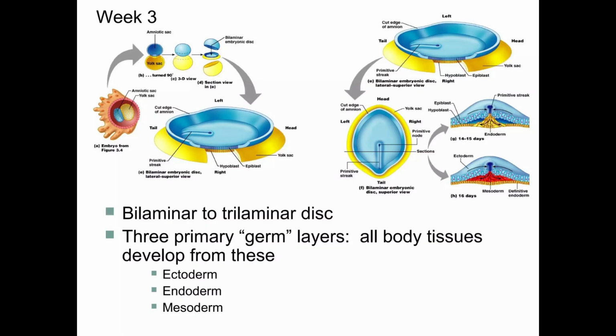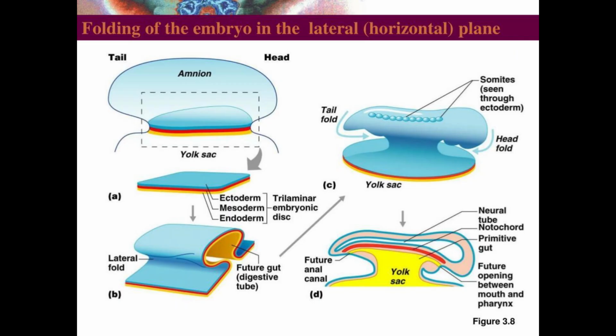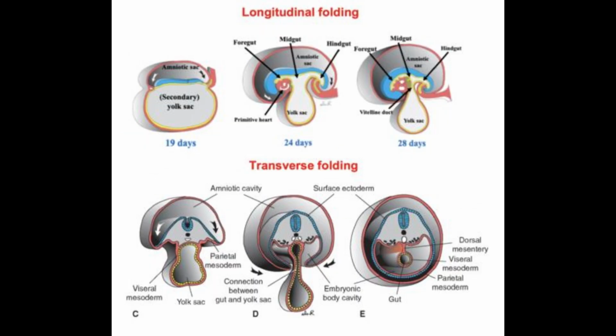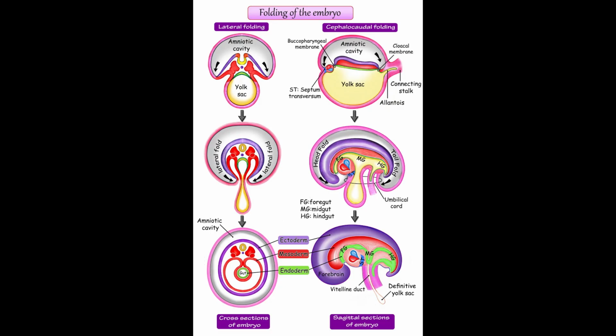Then, in week 4, a massive structural shift happens. The embryo undergoes folding, so it stops being flat. Imagine taking that flat pancake and folding it simultaneously head to tail, which is craniocaudal folding, and side to side, which is lateral folding. So it goes from a flat disc to a more cylindrical shape. It pinches closed, and as it does, it traps and incorporates a portion of the yolk sac into the embryo itself. That incorporated portion, which is lined entirely with endoderm, is what creates the primitive gut tube. It becomes a continuous hollow tube running from the cranial end, the future mouth, down to the caudal end, the future anus.